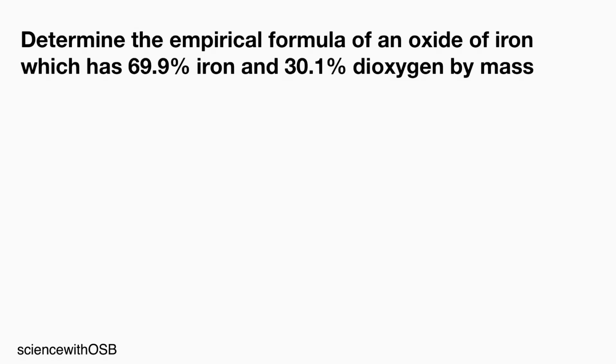Determine the empirical formula of an oxide of iron which has 69.9% iron and 30.1% oxygen by mass. For doing the empirical formula question, you must know this table.